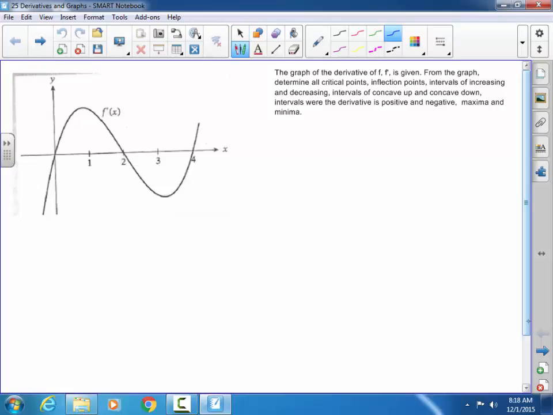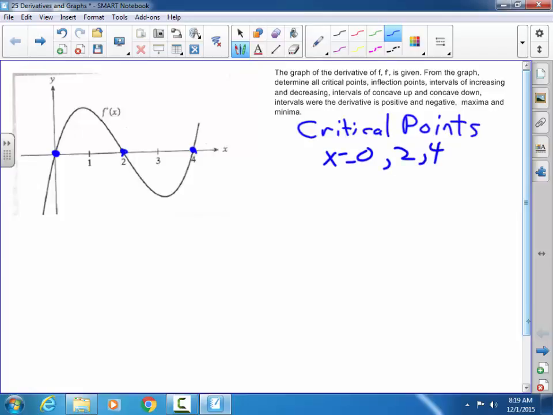Yes, sir. I would first mark the place where it crosses, where it goes to 0. Which are what? All right, 2, 4, and 0. So Wesley says he's going to start off with these 3 points here, and he says that all of these are critical points. Critical points are at x equals 0, 2, and 4.